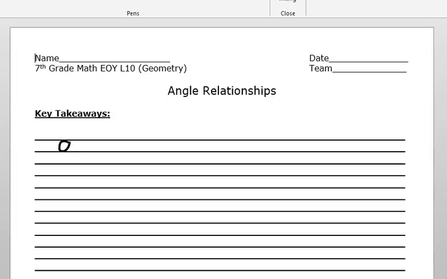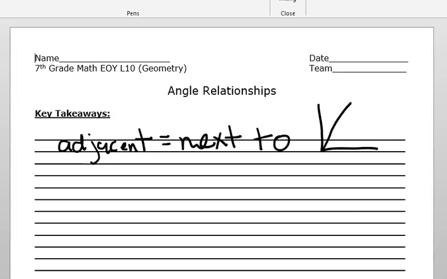So the first one is adjacent. Adjacent means next to. So when we're talking about adjacent angles, if I have two angles that look like this, and they kind of go like that. Okay, so I have this angle and this angle. They're next to each other. They're adjacent.